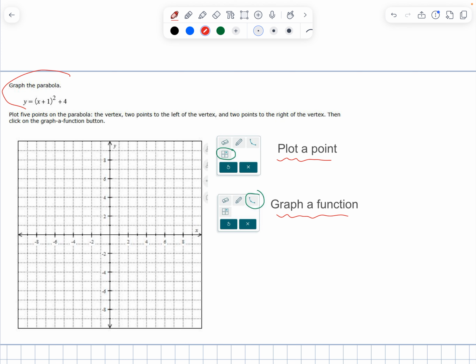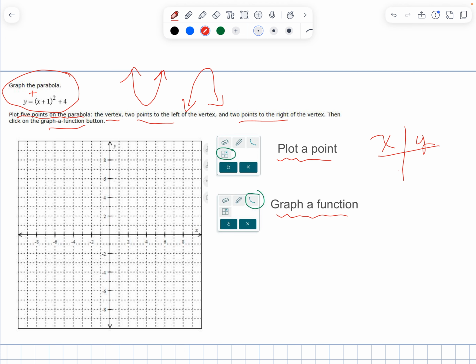Okay, graph the parabola. So we know parabolas either face up or they face down. In this case, this one should face up because it's positive, but it says plot 5 points on the parabola. They want the vertex, 2 points to the left and 2 points to the right, and then click on the graph of function. So the first thing you want to do is we're going to make a little XY chart, and I'll probably scroll down to get some room for that.